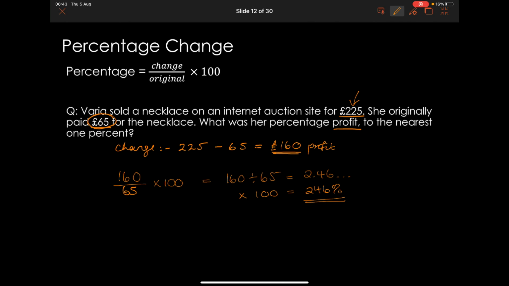Because there were extra numbers here, but I've rounded it to the nearest 1%. Now, it says 246%. You might be thinking, but percentages are out of 100. It means that basically she's doubled her money, well, more than doubled her money. If she'd only made 100% profit, then it means that she'd made all of her money back. But she's made 246% profit. So she's doubled, if not further, her money, 150% more than what she paid for it.